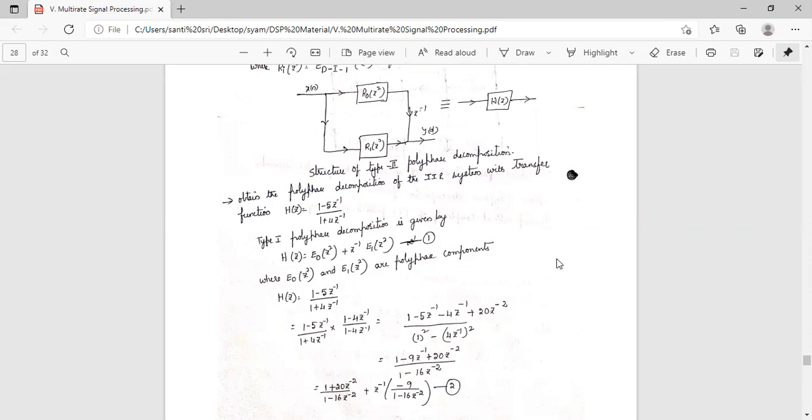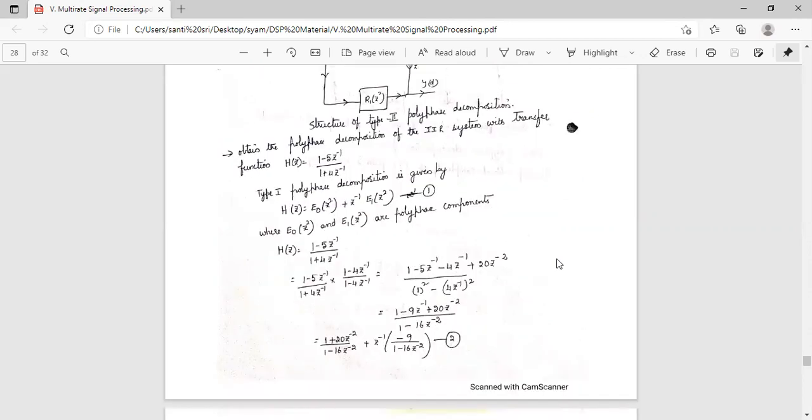By multiplying the numerators, and since this is (a + b)(a - b), that is a² - b², it will become (1 - 9z^-1 + 20z^-2) / (1 - 16z^-2), right? So it is equal to (1 + 20z^-2) / (1 - 16z^-2) + z^-1 × (-9) / (1 - 16z^-2). It is in the form of H(z). Okay, that is equation number 2.